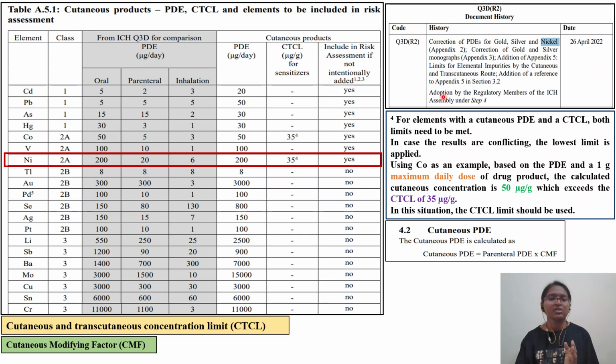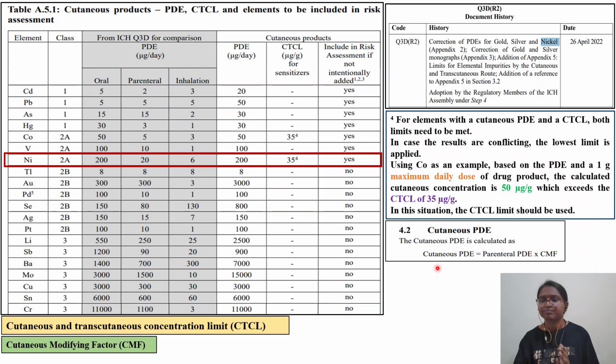And for nickel, apart from these three routes, for cutaneous products we have 200 microgram per day, and CTCL. What is CTCL? It is cutaneous and transcutaneous concentration limit, that is 35 microgram per gram. So how do you derive this cutaneous PDE? There is a simple formula. You have to multiply the parenteral permitted daily exposure by CMF. CMF is the cutaneous modifying factor, similar to the bioavailability factor.